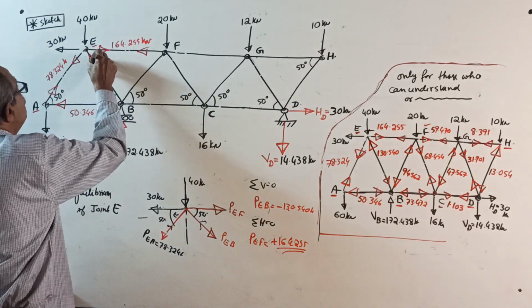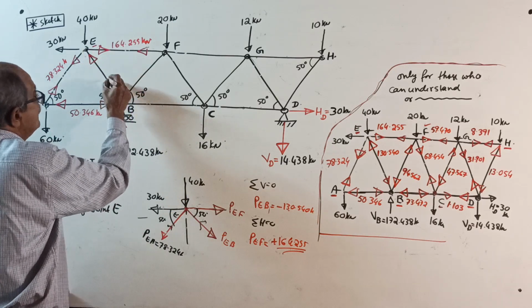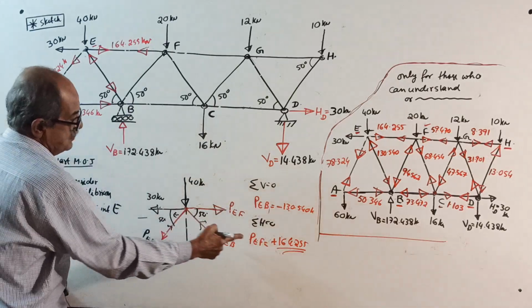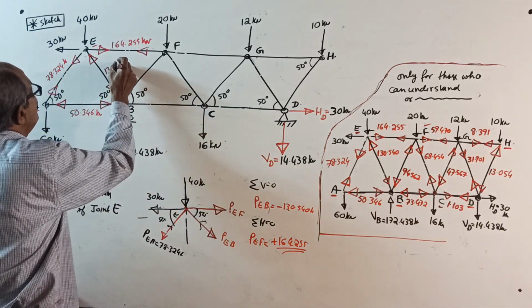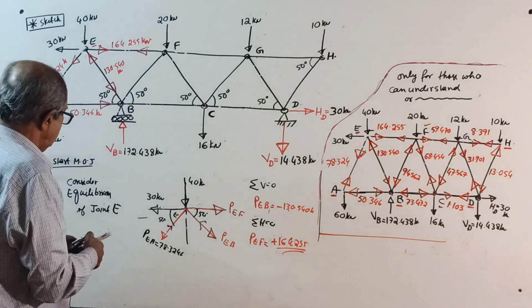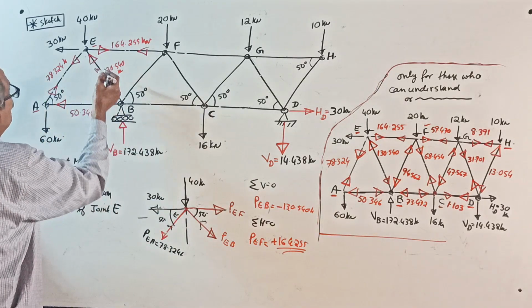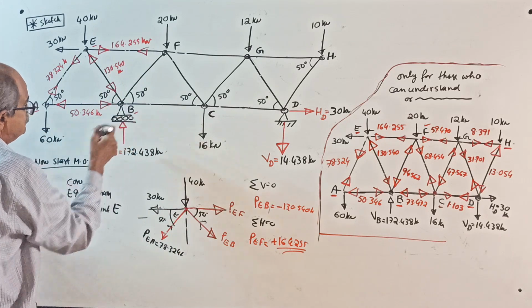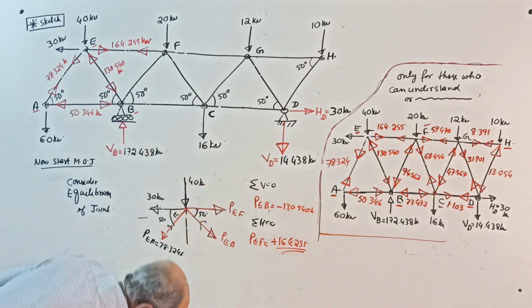Therefore, opposite here. Once you write here, immediately here like this. How much? 130.540 kilonewton. Okay. Next. Consider equilibrium of joint, any joint. Now joint E is over, I will come to joint B now. Equilibrium of joint B.